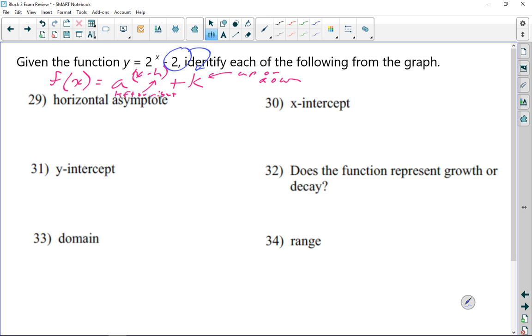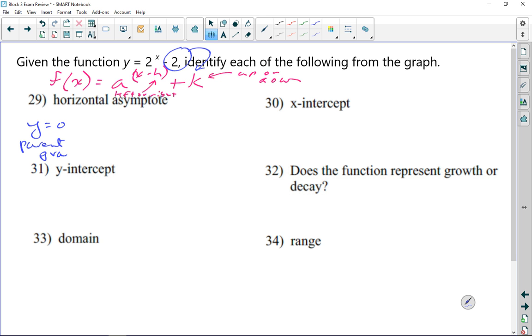Now, if you know that, and you know the translations, you can answer these questions. For example, if I'm moving down, what's the asymptote if there's nothing out there? It's always going to be what? Y equals 0. Okay, that's standard. That's the parent graph.